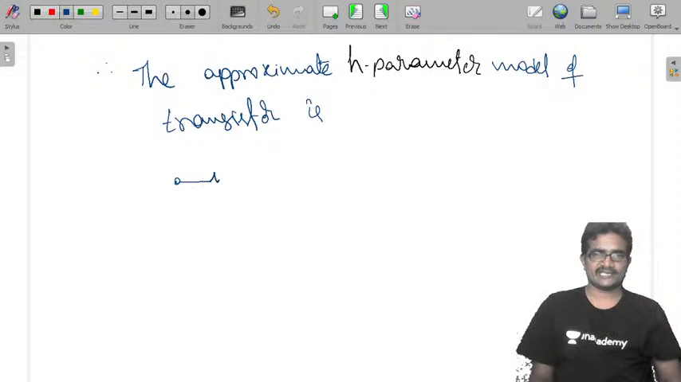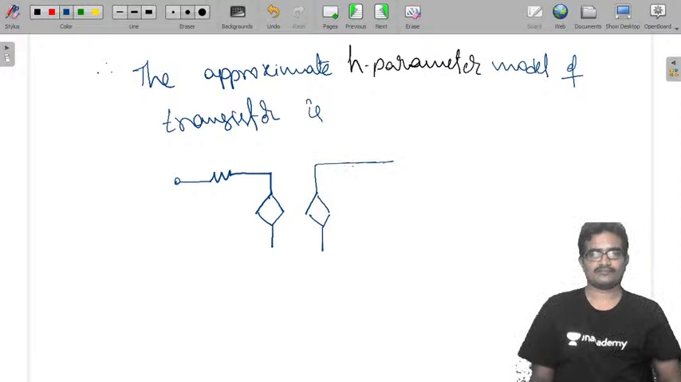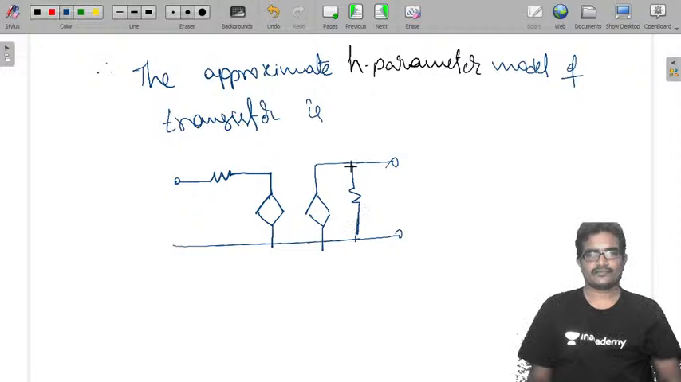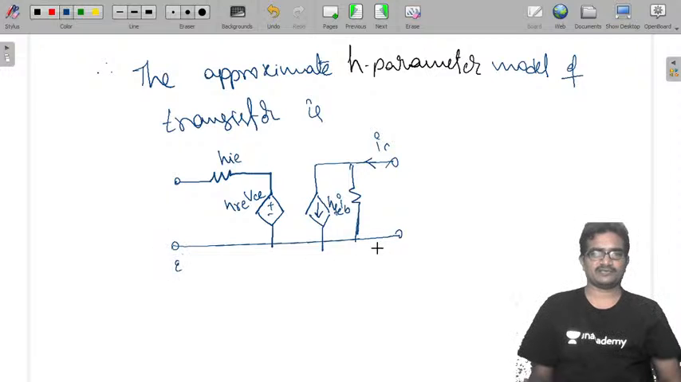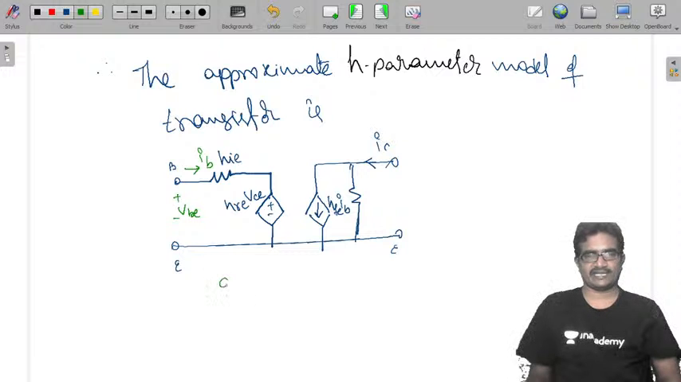See, this is your exact model. This is IC, HFE into IB, HRE into VCE, HIE, emitter, base. This is IB, VB. Now in approximate, this is our exact.